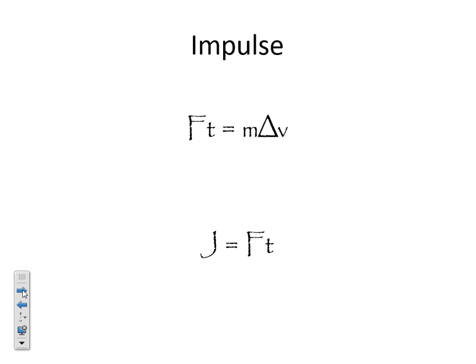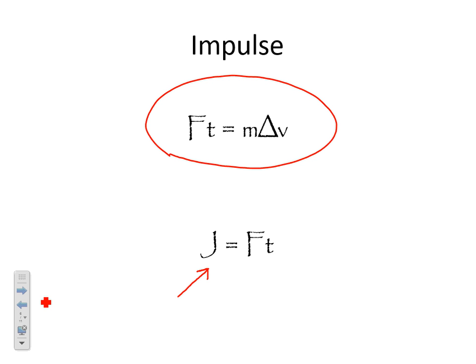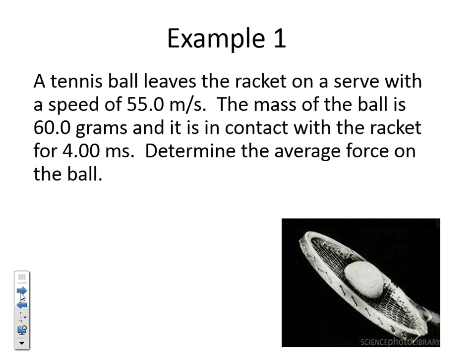So remember, impulse is force times time, and that is equal to your change in momentum. So if we're just solving for impulse, we can use the variable J, or we can set F times t equal to m times v.